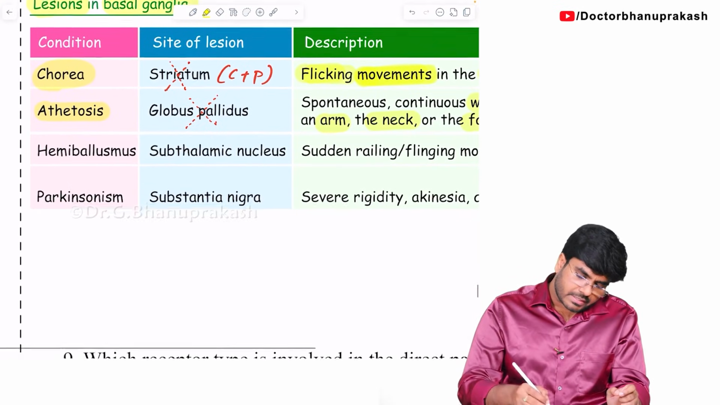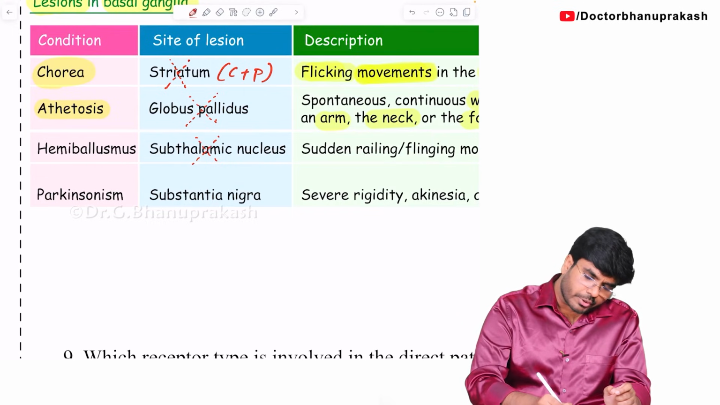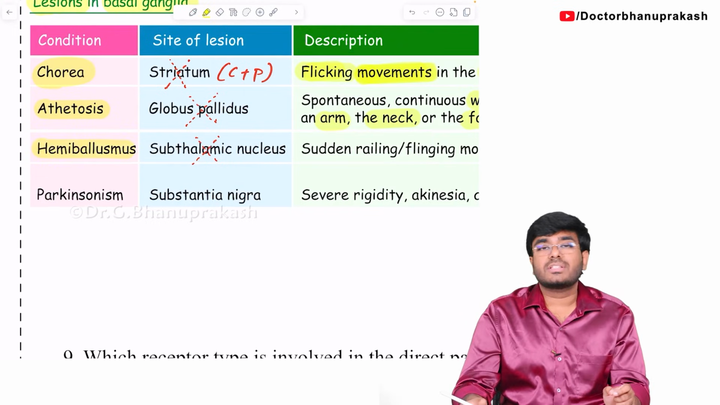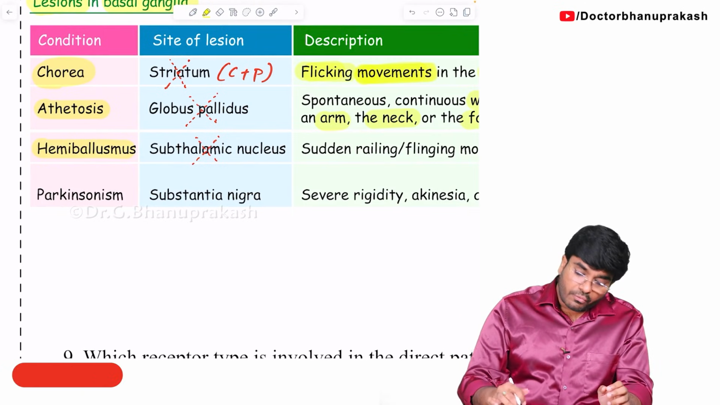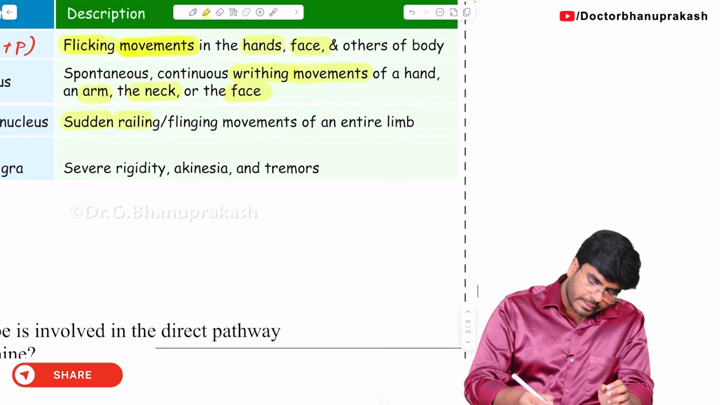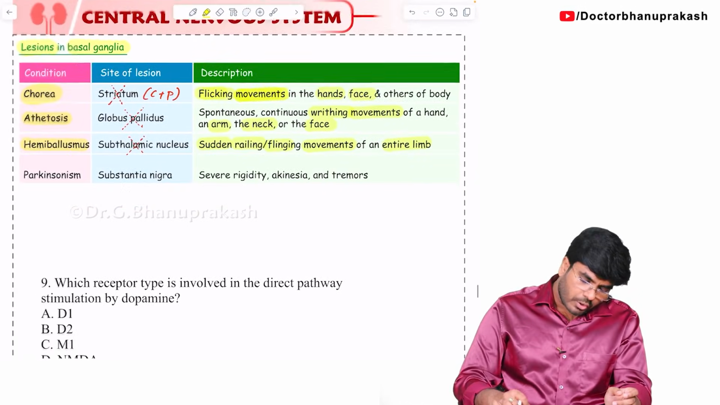Next, damage to the subthalamic nucleus. This is very, very important for your exam. Subthalamic nucleus damage is going to cause very violent movements in the body called hemiballismus. Hemi means half. Sudden jerky, flinging movements, sudden railing or flinging movements of the entire limb. So they are called hemiballismus.